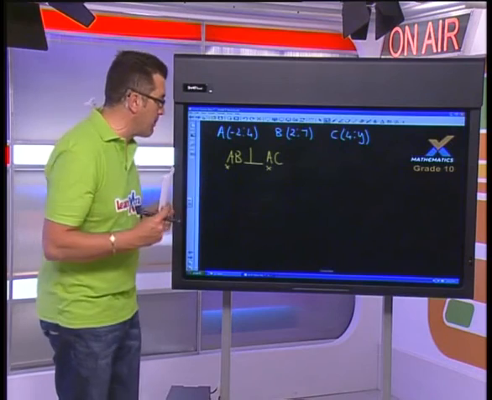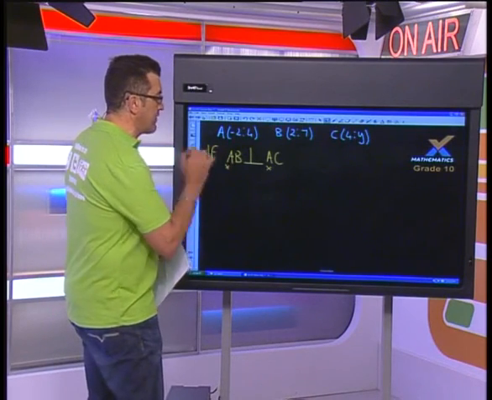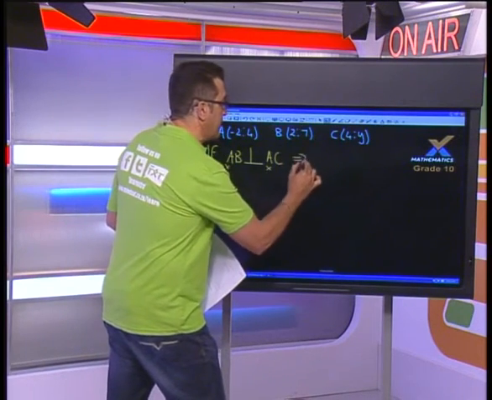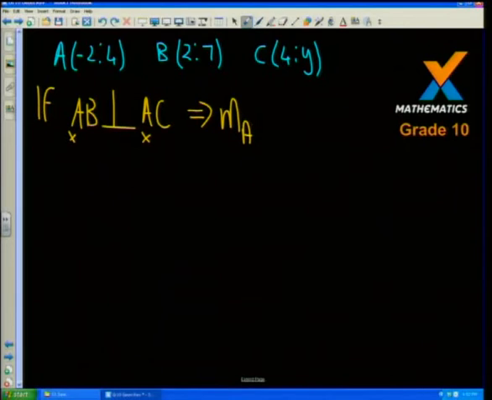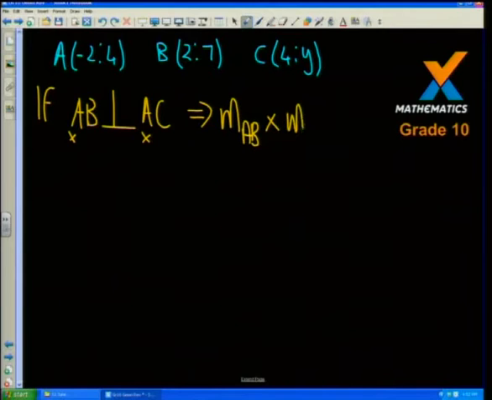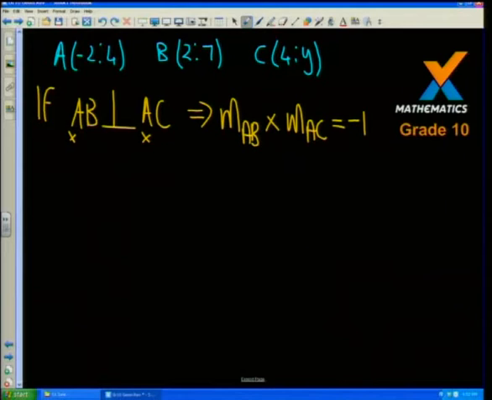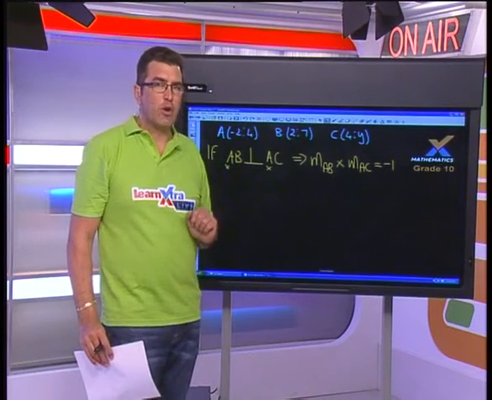As long as you remember, because this was given, you can say that the gradient of the line segment AB multiplied by the gradient of the line segment AC has to be minus 1. If lines are perpendicular, the product of their gradients will be negative 1.